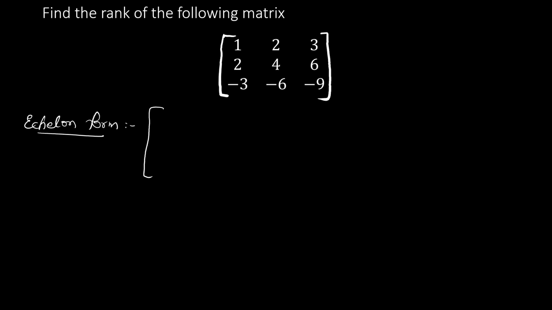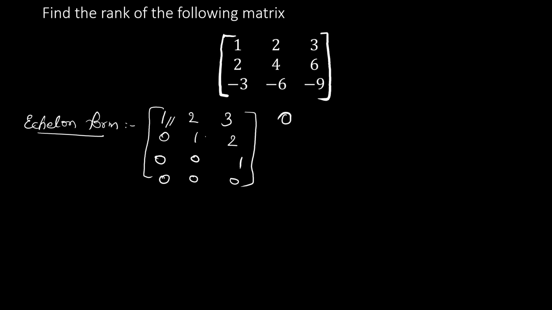First I'll write an example: 1, 2, 3, 0, 1, 2, 0, 0, 1, 0, 0, 0. In this example, the number of starting zeros in echelon form should be in increasing order. That is, the starting zeros means, see the first row. This is the first non-zero element. Is there any 0 before this non-zero element? No. Therefore, the starting zero count is 0.